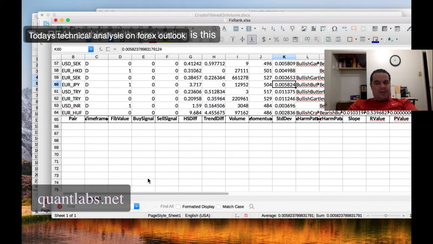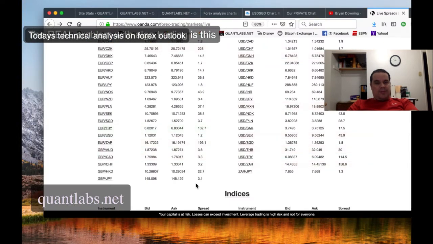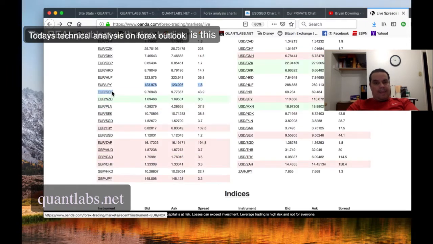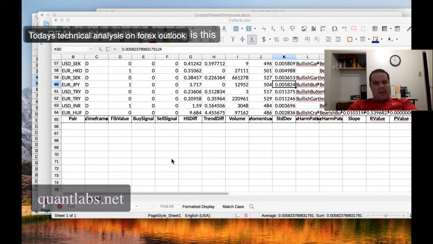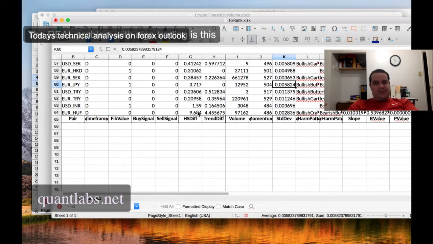Euro against the Japanese yen should be pretty tight. So here, wow, that's odd. Euro, Japanese yen, not feasible at 123. So we won't consider that. All right, so those are some of the slopes.